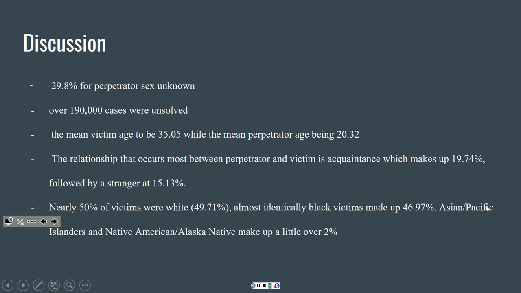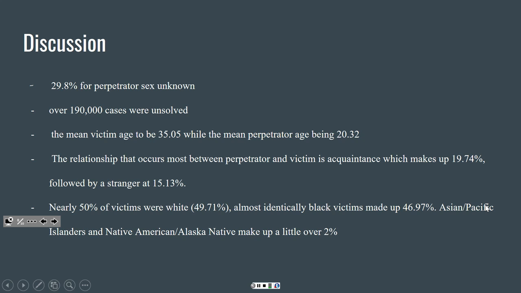Okay, so part of what we found, we kind of wrapped it up into this because we had over 50 tables, and we weren't going to present all of them today. So pretty much what we found was that, like I said before, 29.8% of perpetrators were sex unknown, and that's because if you don't know who the perpetrator is, again, you don't know any of their information. We had over 190,000 cases that were unsolved. The mean victim age was 35, while the mean perpetrator age was 20 years old. And the relationship that occurs between the perpetrator and victim, the most is acquaintance, which makes up 19% of the data, followed by stranger at 15%.